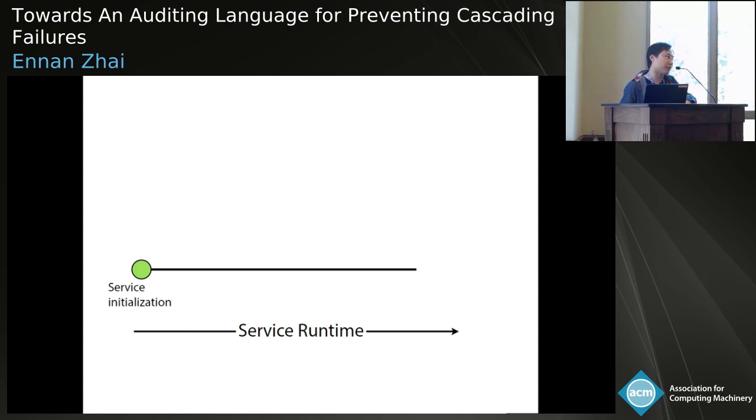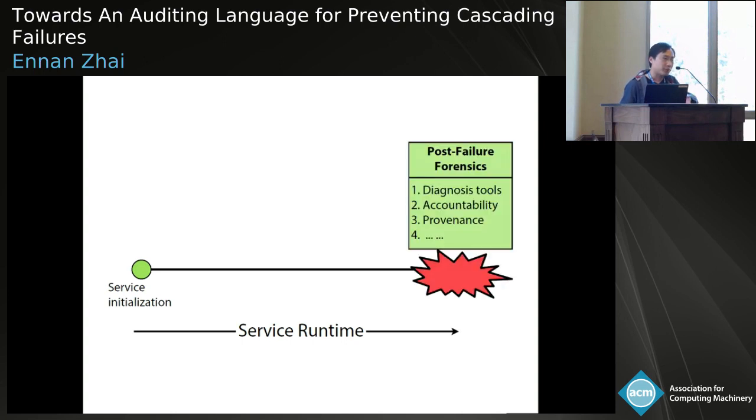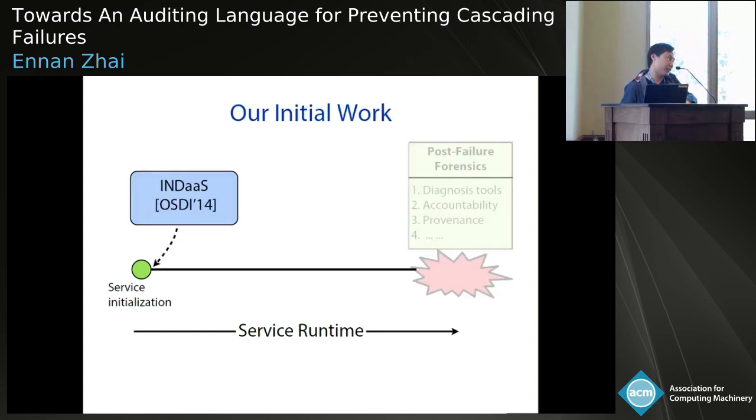So here is the typical service runtime. At the very beginning, you set up your service. At some point in time, you meet problems. As I mentioned before, post-failure efforts can diagnose the problem. But Indus is a very different system. Indus can recommend the most independent redundancy configurations to administrators when they set up the service. So in this case, Indus can significantly avoid potential cascading failure risks.